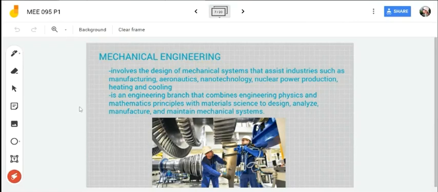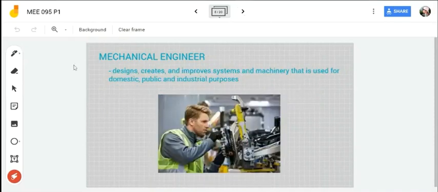And then another definition for our mechanical engineering is that it is an engineering branch that combines engineering physics and mathematics principles with material science to design, analyze, manufacture, and maintain mechanical systems. So again, take note of the word mechanical systems. So when we say mechanical engineering, we are focusing on these mechanical systems and the concepts or the principles behind these systems. Okay, so more in that, let's go to our what we call the mechanical engineers.